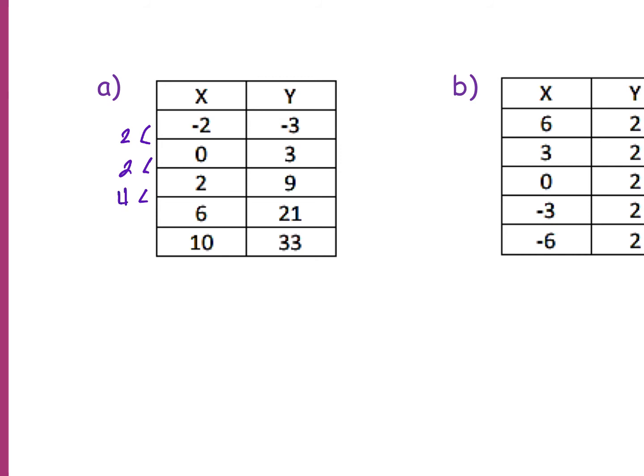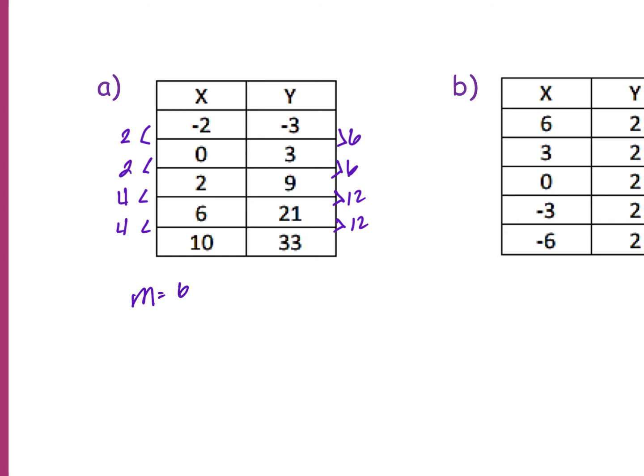4. And 10 minus 6? 4. Look, it changes. Oh my gosh, it changes. Wow. And then 3 minus minus 3? 3. 3 minus 6, beautiful. 9 minus 3? 6. 21 minus 9? 33 minus 21? 12. So I have to make sure they all equal each other.